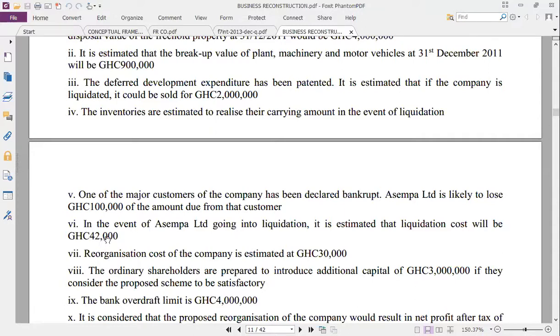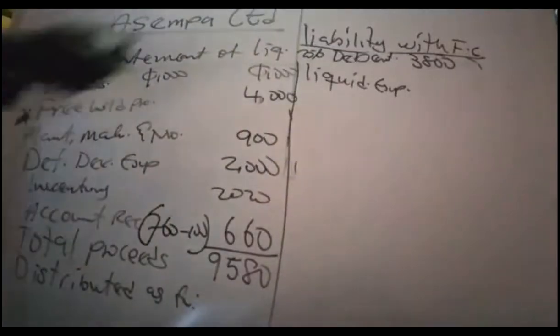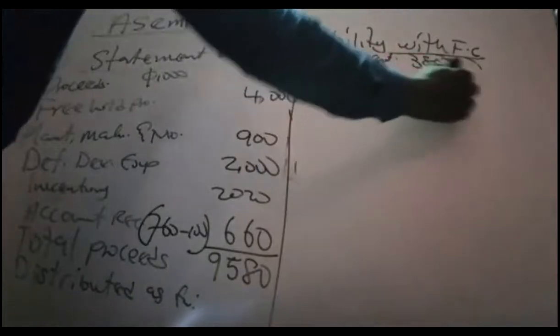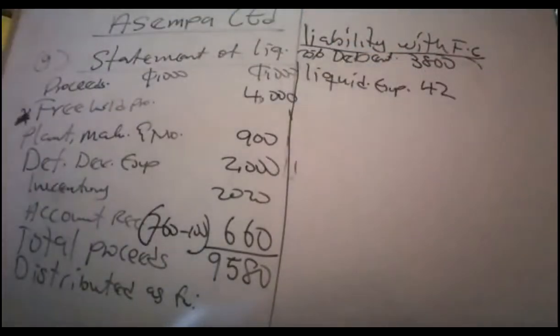Good. So it's here, note 6. In the event of Asempa Limited going into liquidation, it is estimated that liquidation cost will be 42,000. So if it will be 42,000, then we have to bring it as what? 42. 40, that is. Then we are moving on.